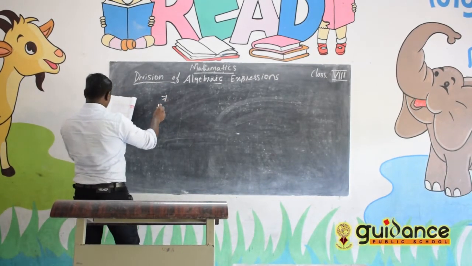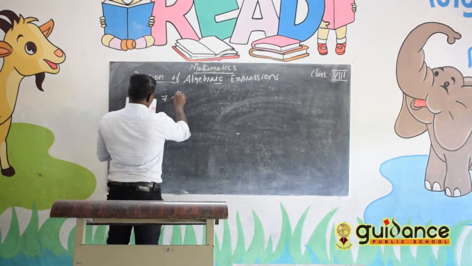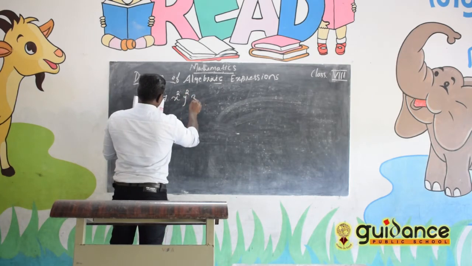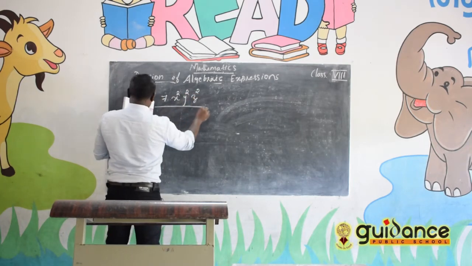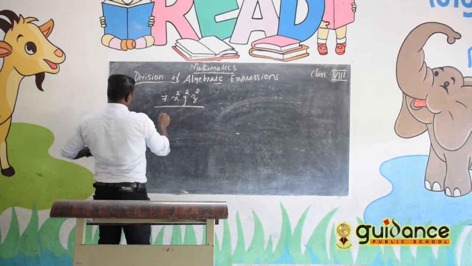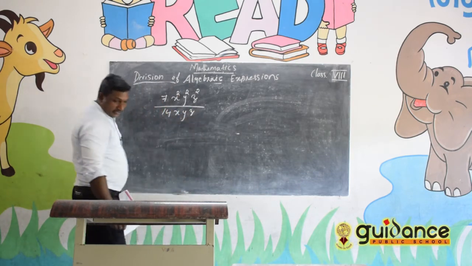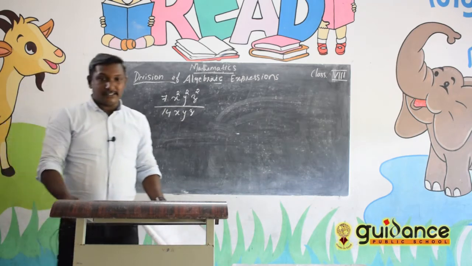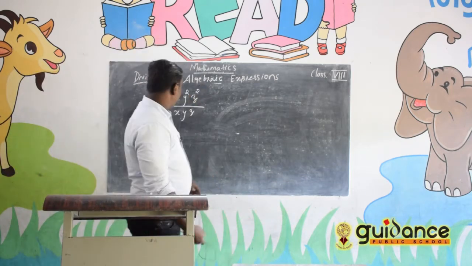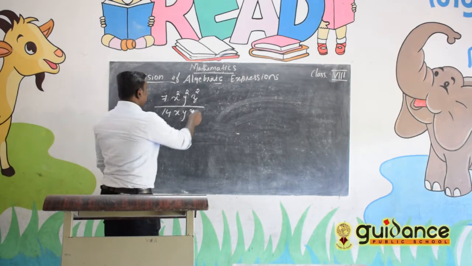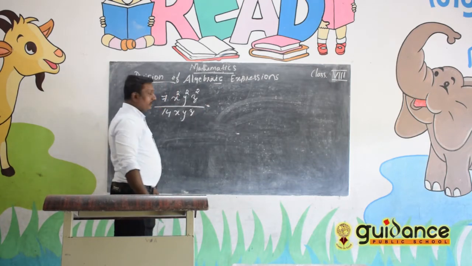Seven x square y square z square divided by 14xyz. 14xyz. 14xyz. So first we can factorize the numerator.